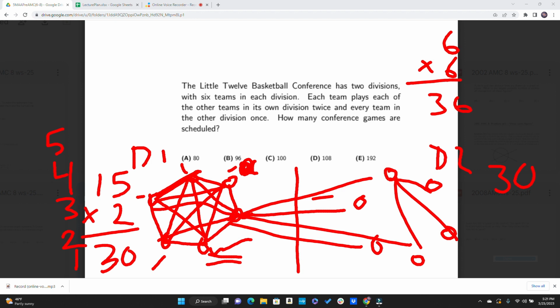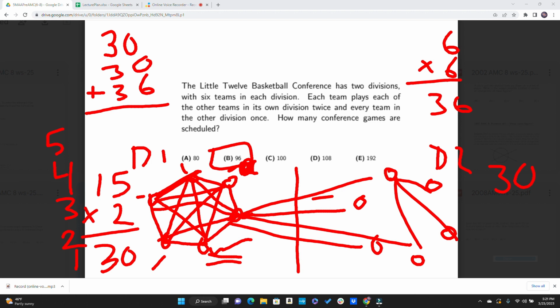So, adding that all up, we've got the 30 games played in Division 1, the 30 games played in Division 2, and the 36 games that are played between Division 1 and Division 2. So that's a total of 96 games that are played in the conference.